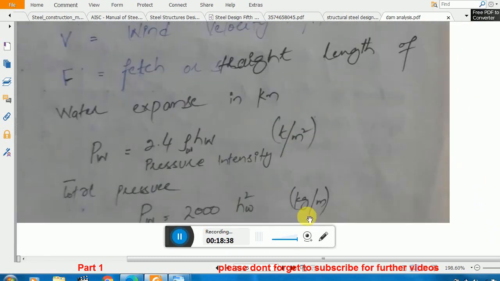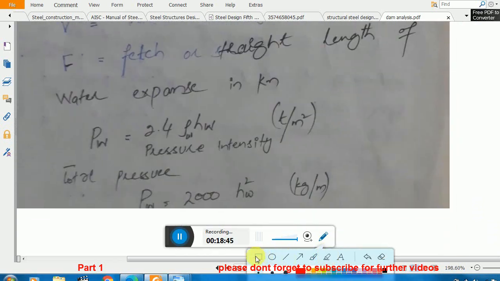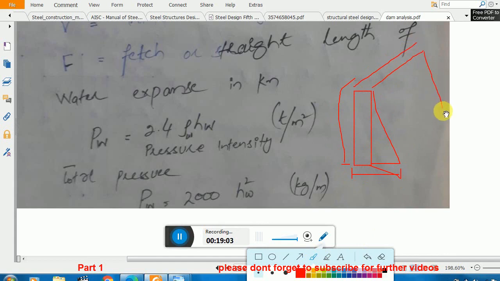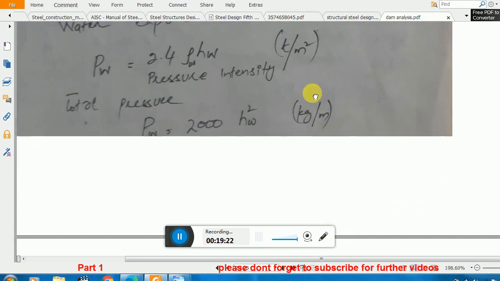Let me show you, let's say this is my dam body. We consider the width of the dam and the height of the dam, and as you see, the dam is extending in this direction. So we just consider one unit length of dam, that is 1 meter or 1 foot, as we did in slab analysis or beam analysis. You must remember this, clear?